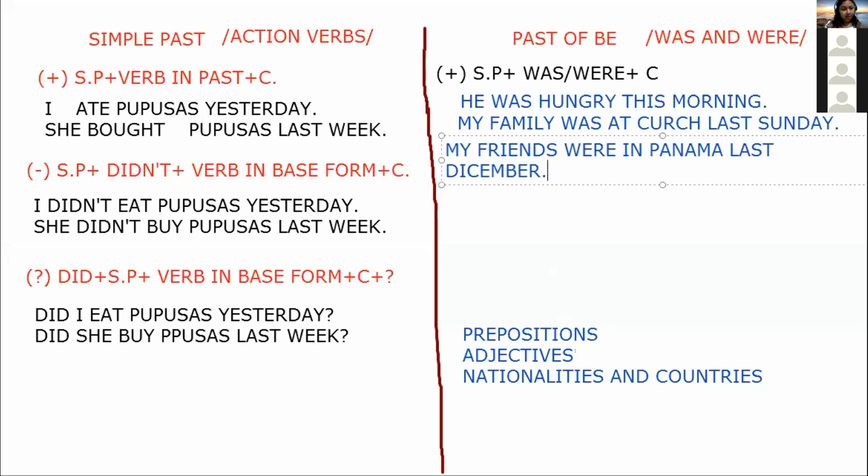So look, this is the type of info that we use with the past of be. If you remember the type of information we use with the past of the verb to be, there's no way to go wrong, because you know that things like this were not possible. The verb to be with an action verb will never happen.